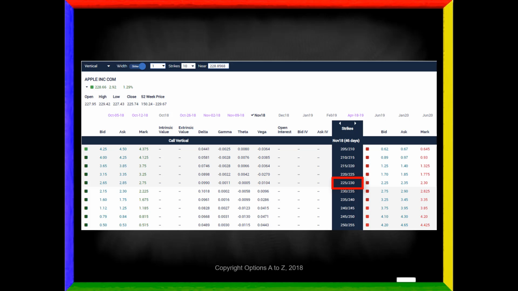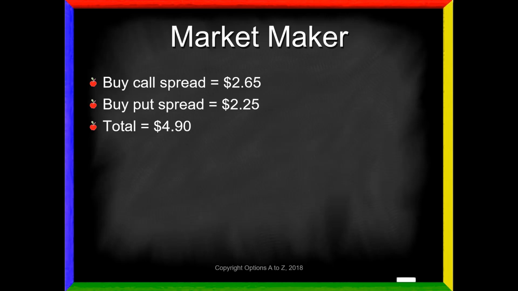Well, look, directly across over here on the bid is 2.65 for the call spread, and for the corresponding put spread is 2.25. And that means the market maker is trying to pay a total of $4.90, in which case, after 46 days, he's going to receive a guaranteed $5. Just like the bond, he's buying it at a discount, albeit a slight discount because there's not a lot of time remaining, and also because interest rates are very low. But he's buying it at a discount and will be able to close it for the full $5 at expiration.